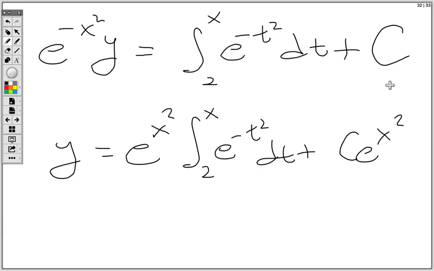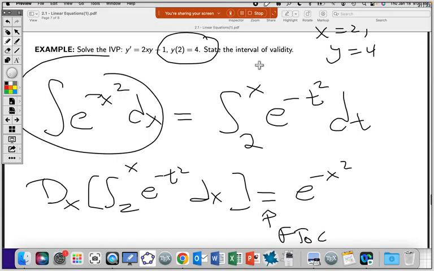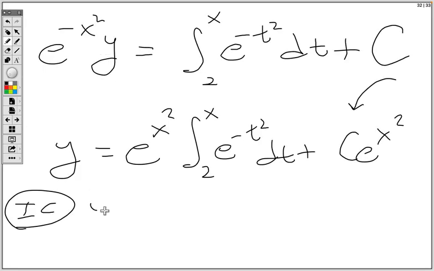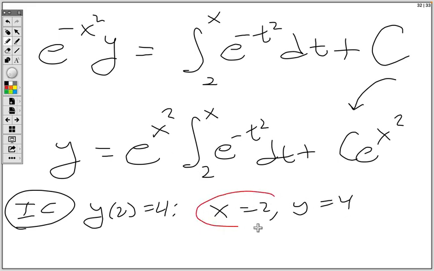Now the question is, I got to figure out what that c is. And the way we find the c is we impose the initial condition. The initial condition, and this is why we picked 2, y at 2 is 4. So that means when x is 2, y is 4. You see why we picked starting at 2 here, because we're going to plug in x equals 2. So everywhere we see an x, we're going to plug in a 2. So there's going to be a 2 in there.